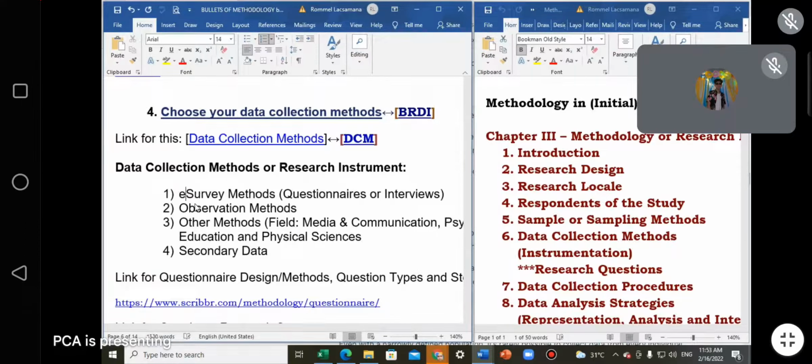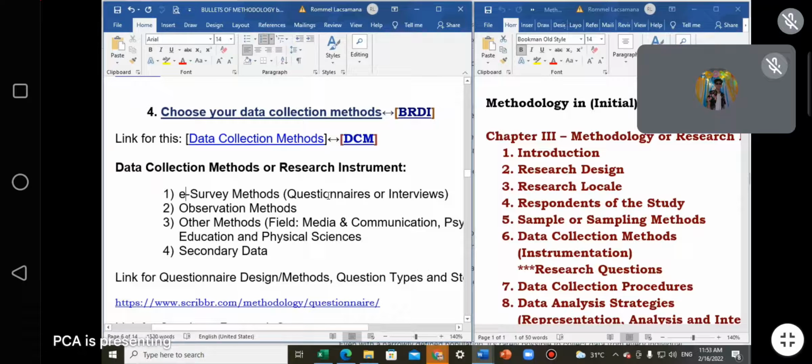It is called e-survey methods because there is also a physical one. If there is no E there, then it's not online. Remember that survey methods can be done also face to face. So what are you doing?